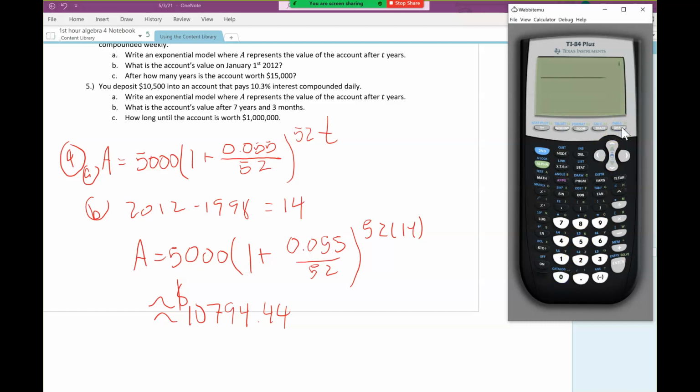And if I hit graph, there's my line for 15,000. Here is my curve, and what I'm looking for is this point of intersection. So second trace, intersect command, and because I only have two curves and they're only intersecting one time, I can just hit enter 3 times. And my answer is about 20 years, 19.99 would be my value for t.